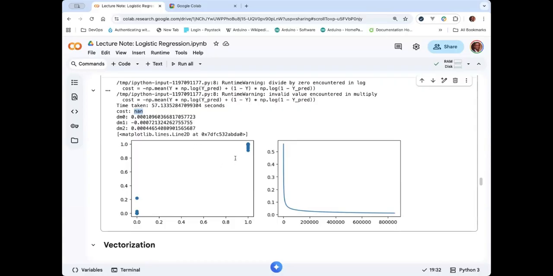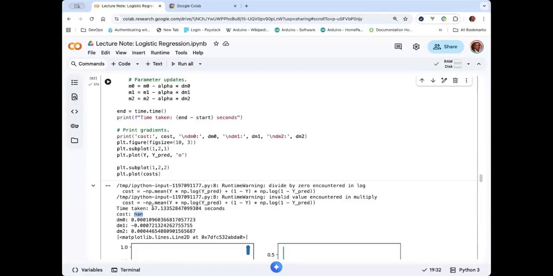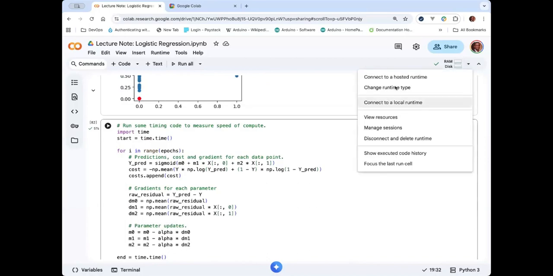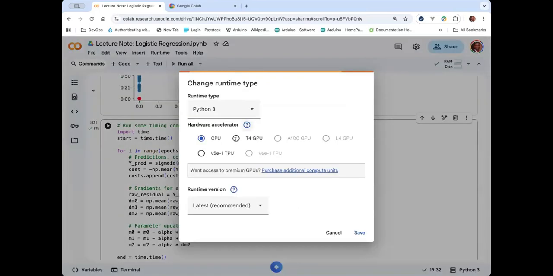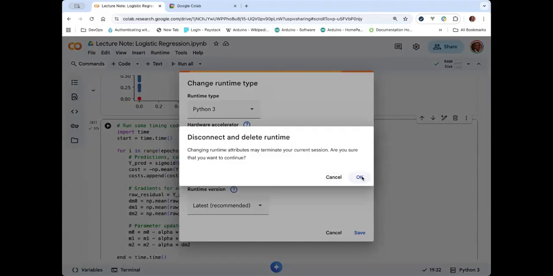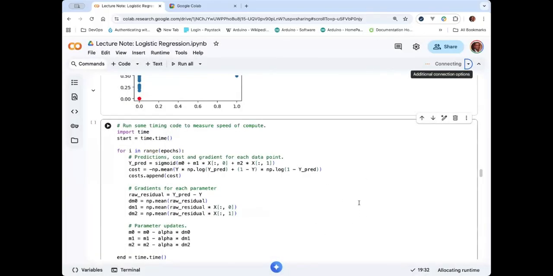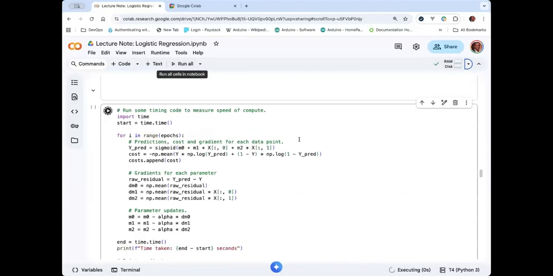Okay. Now, the main thing I want to show us here is that we've taken 57 seconds using a CPU. Let's run the same thing now by changing runtime type and use a T4 GPU, right? I'm going to have to delete the old runtime and then click on save. Then I'm going to rerun this. Once it has connected, hopefully I can easily get one. It's connected. I can now run again. And then let's see how long this takes.